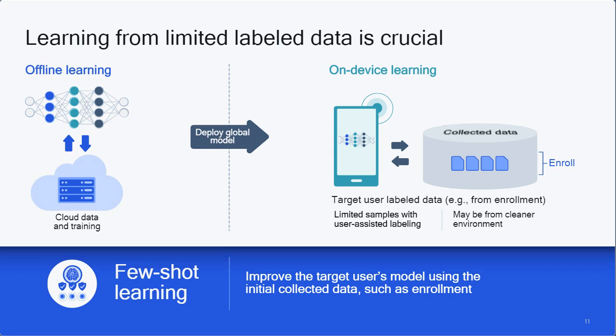with, say, user assistance, it may actually not be so plentiful, because that's somewhat of a laborious task for the user to label. Enrollment is one example where a user does label data we store. But when we have few shots, we can improve the target user's model using some concepts of few-shot learning.